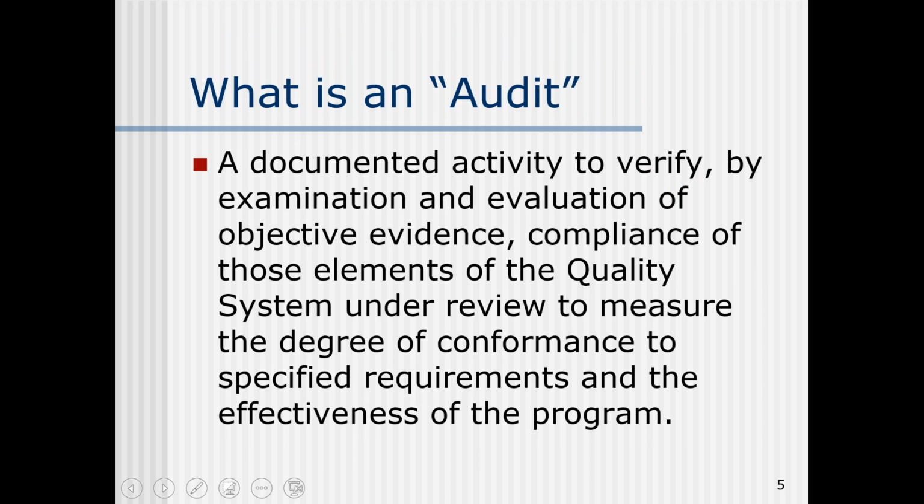So an audit is a documented activity to verify, by examination and evaluation of objective evidence, compliance of those elements of the quality system under review, to measure the degree of conformance to the specified requirements and the effectiveness of the program. There's a lot of words there. All those words mean something, and we'll look at some of those key words coming up.